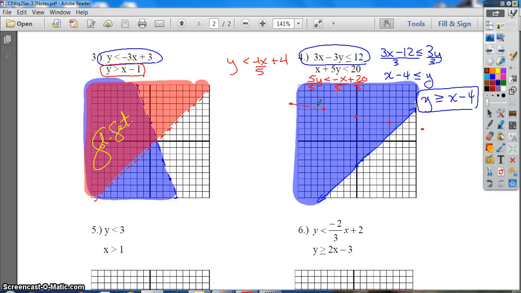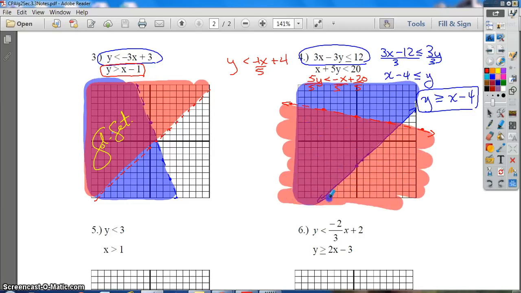So this is a dashed line. Okay? And it does appear to be less than, correct? So I'm going to shade below it. Again, you can see where they overlap fairly easily. That's your solution set.